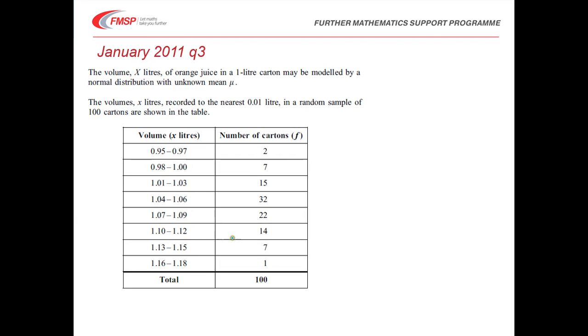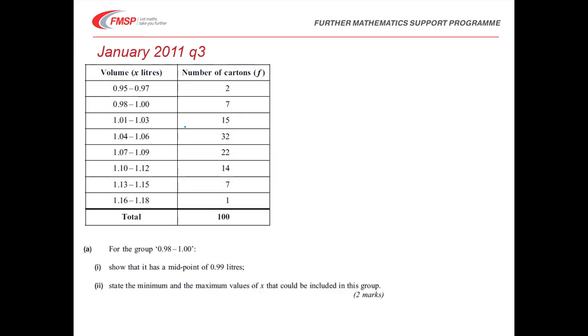So, January 2011, question 3. It's a big question. So the volume x litres of orange juice in 1 litre carton may be modelled normally with an unknown mean of mu. The volume x litres recorded to the nearest 0.1 litre is given below. So I've got quite a lot of data and it's grouped and everything. So let's look at what the question's asking.